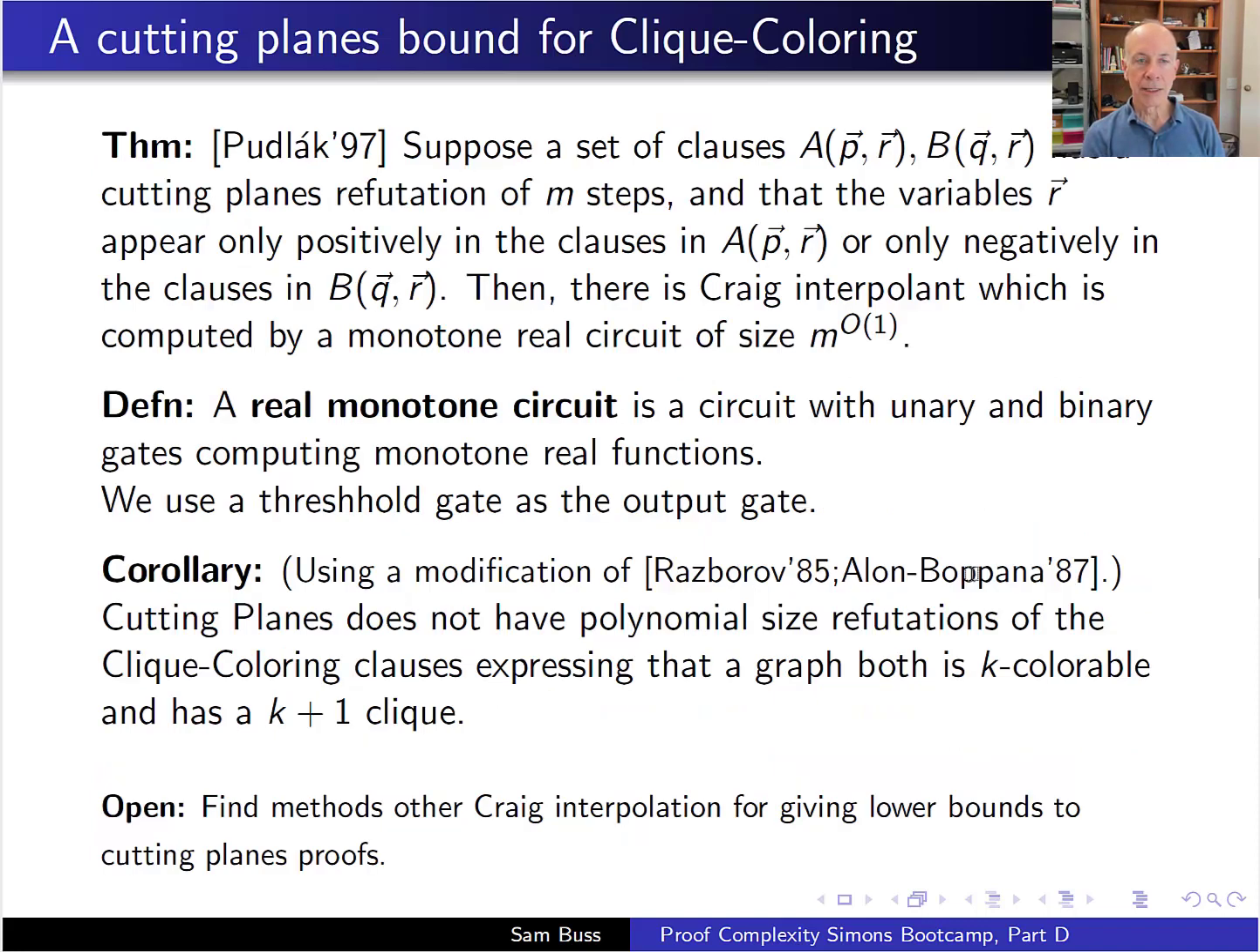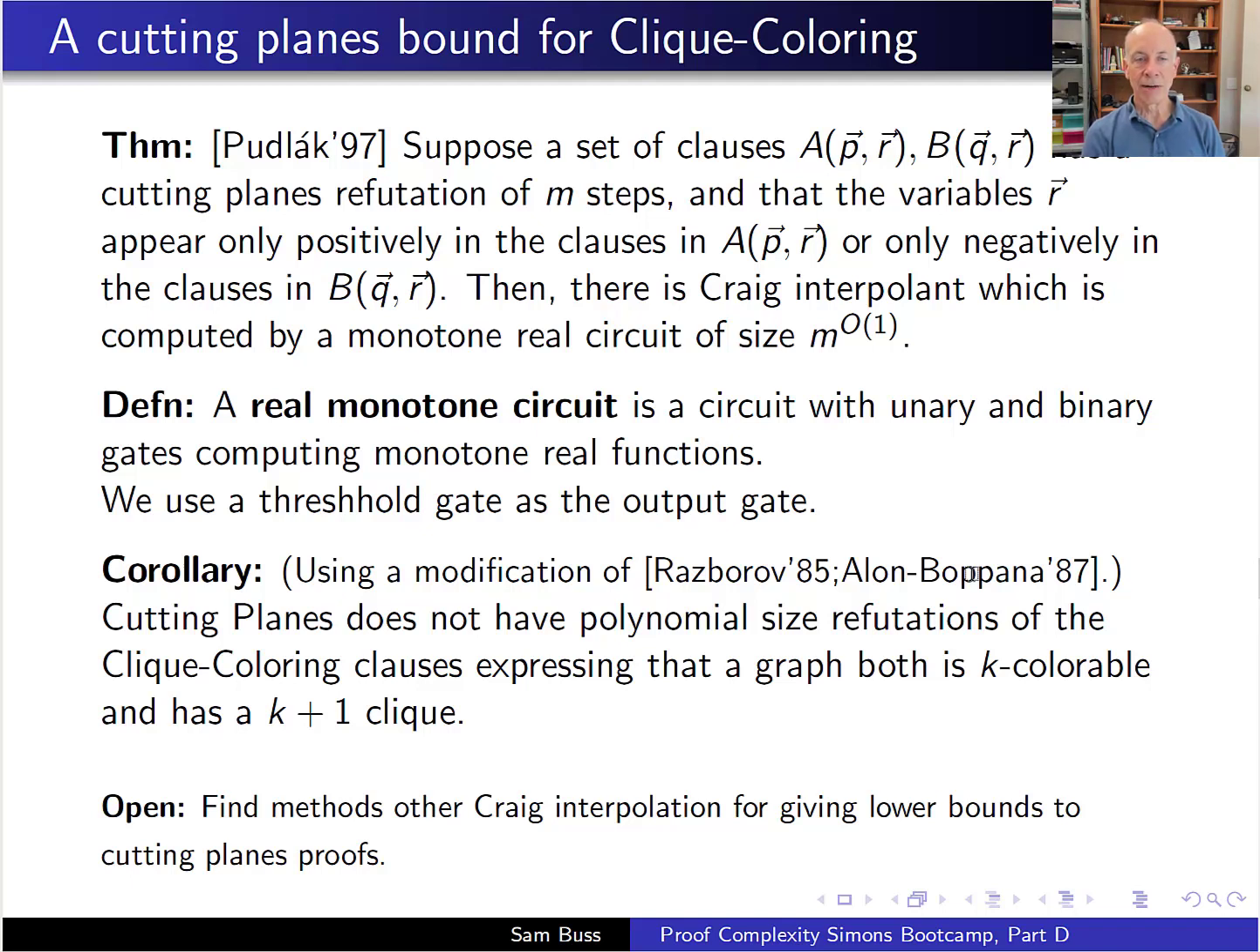And the general framework of the proof for cutting planes is similar. So Pudlák extended the Craig interpolation theorem to cutting planes. Here again, we assume that a set of clauses A(P,R) and B(Q,R) have a cutting planes refutation of M steps, and that the variables R appear only positively in the clauses A(P,R) or only negatively in the clauses B(Q,R).